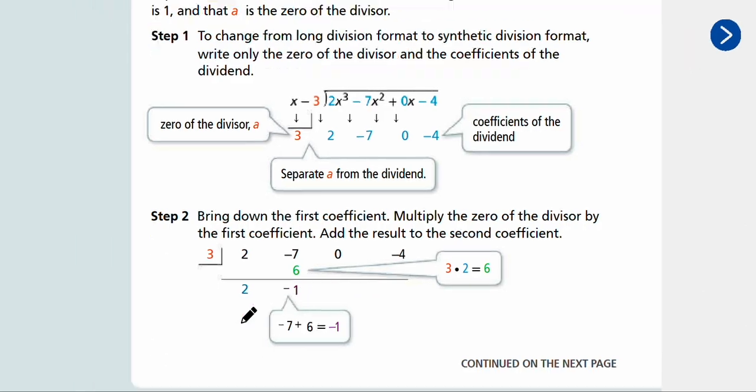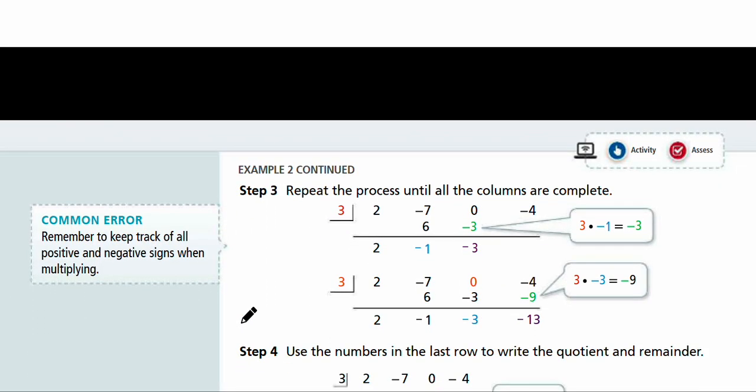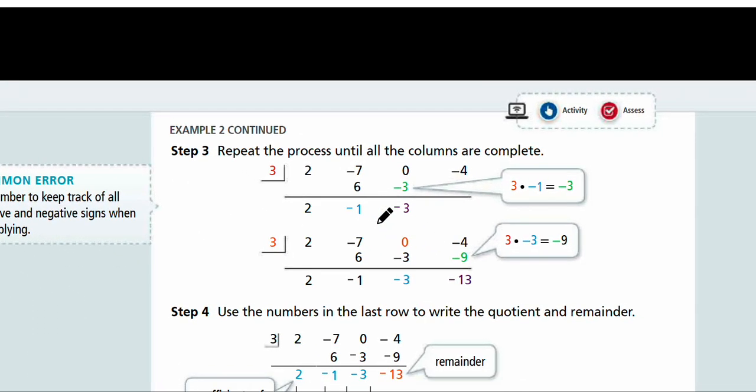And now step 3, you multiply 3 times -1. So it's the same process. You get -3, you add them, -3, and then you multiply 3 by -3, you get -9, and you add them, you get -13, and that's your remainder.